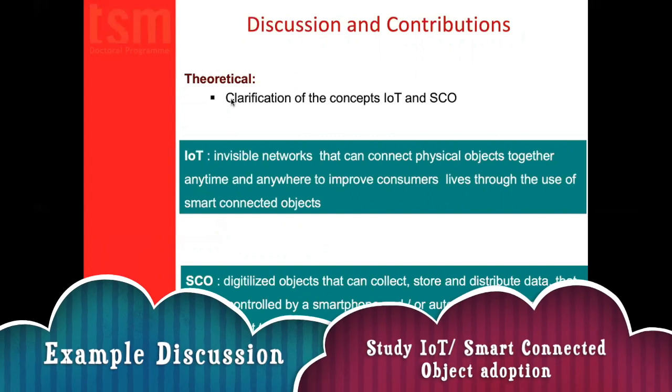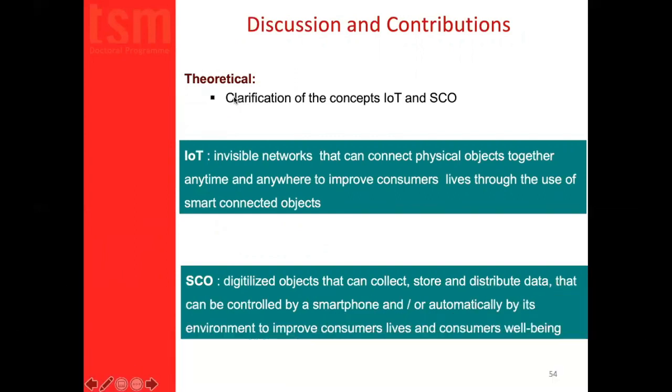So what are our contributions? We found and we clarified the concepts of IoT and smart connected objects, mobile applications, smart applications, and connected applications. We've seen that IoT is an invisible network that can connect physical objects together anytime, anywhere to improve customers' lives through well-being and the use of smart connected objects. A smart connected object is a digitized object that can collect, store, and distribute data that can be controlled by a smartphone, by the user, or by AI automatically, by its environment to improve consumers' lives and well-being.